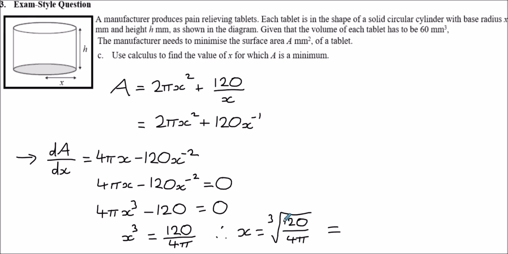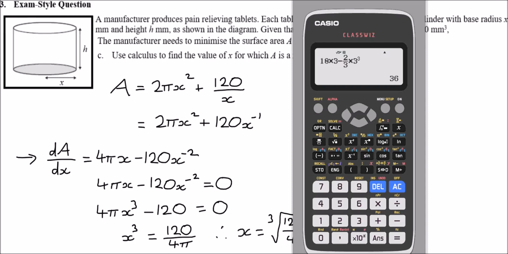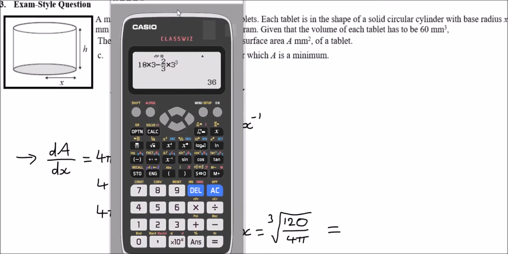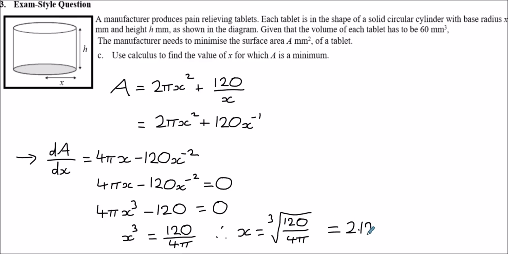Now that's not one for mental arithmetic, so bust out the brilliant ClassWiz calculator and let's see what we get. So shift root, the cube root of 120, over 4 shift pi. To 3 sig figs, we get 2.12. That's going to be in millimeters. And so the surface area is minimized when x is 2.12 millimeters.